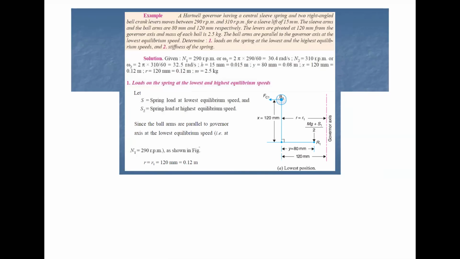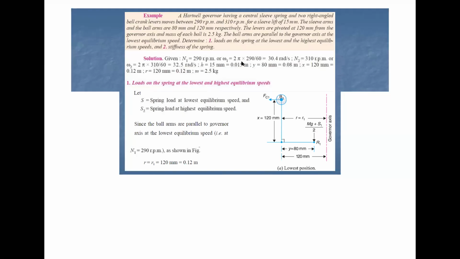When we know the n1 value, to find the angular velocity at the minimum speed, omega 1 equals 2 pi n1 by 60. When we calculate, we get 30.4 radian per second. n2 is also known, n2 is 310 rpm. So again we calculate omega 2, that is 2 pi n2 by 60, which is 32.5 radian per second.